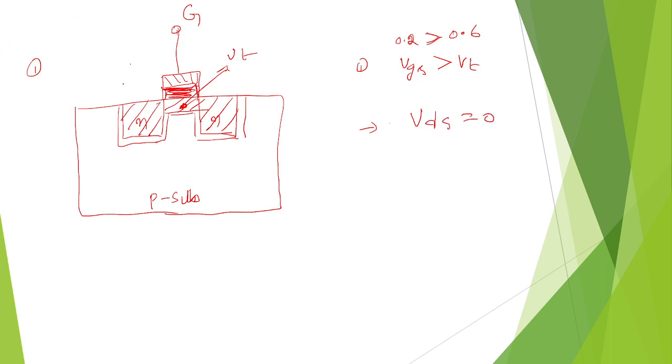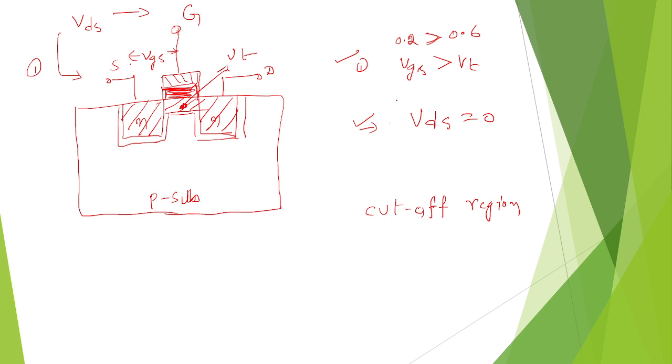In the second case, VDS we are not applying anyhow. So this is the source, this is the gate terminal, and this is the drain terminal. The voltage between gate and source is VGS, and VDS, the voltage between source and drain, we are not applying. So in this case, the transistor acts as a cutoff region, because it will not react. Insufficient VGS, insufficient VDS, both are insufficient.